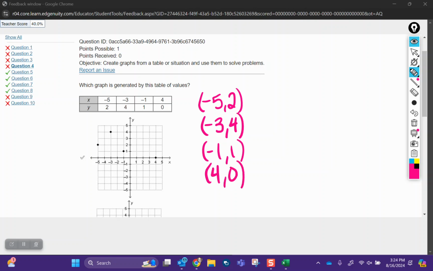So remember with ordered pairs, we start at the origin. So we're going to go to negative 5, that's to the left, and up 2 because it's positive. Negative 3, that's to the left, up 4 because it's positive. Negative 1, up 1, so left and then up, and then finally positive 4 is this direction, and we don't go up or down in the y direction.